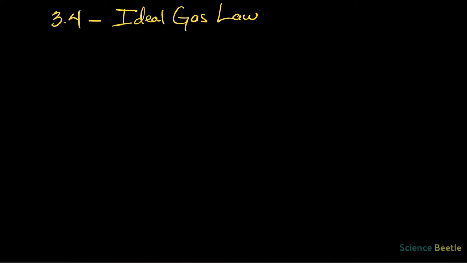So let's go ahead and continue here the discussion 3.4. In 3.4, we're dealing with the ideal gas law. That equation is PV = nRT. Now there are a lot of variables here that you need to be aware of, so let's identify them quickly.